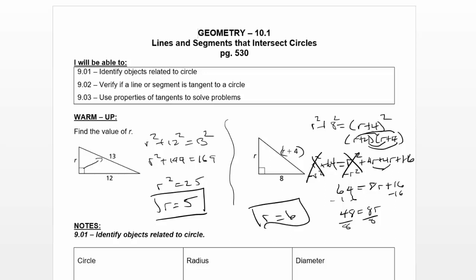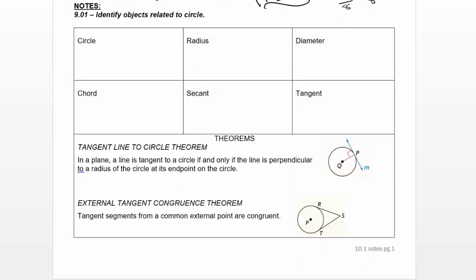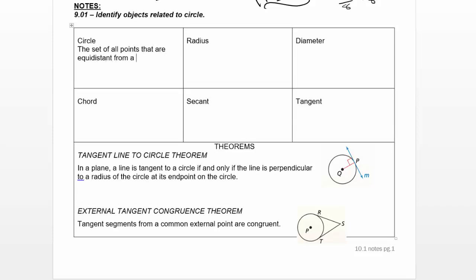For the rest of this video, we're going to define some terms that are vocabulary terms that relate to circles, and then we're going to apply a couple theorems related to these terms. A circle we'll define as the set of all points that are the same distance, or equidistant, from a center point.